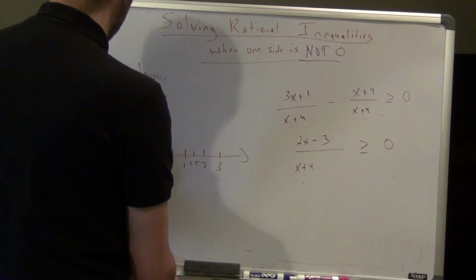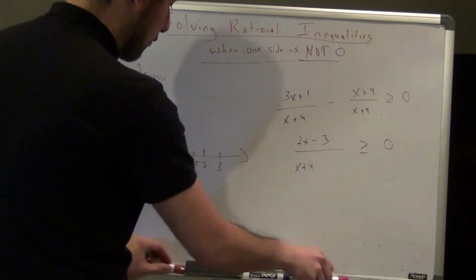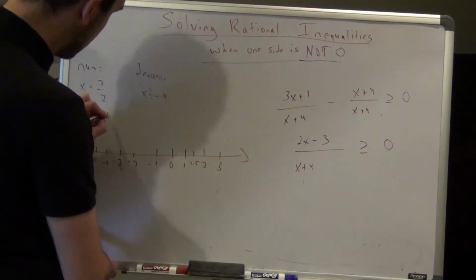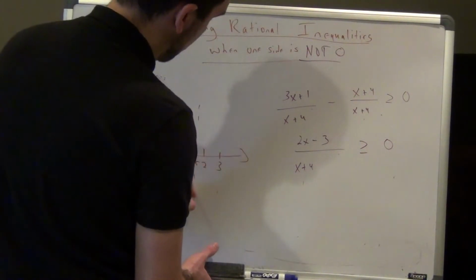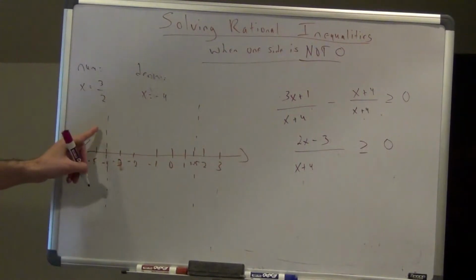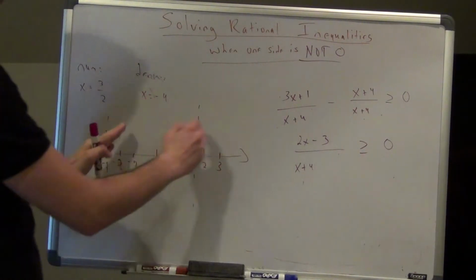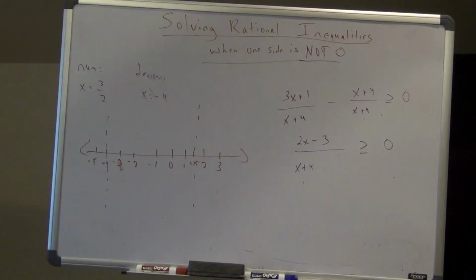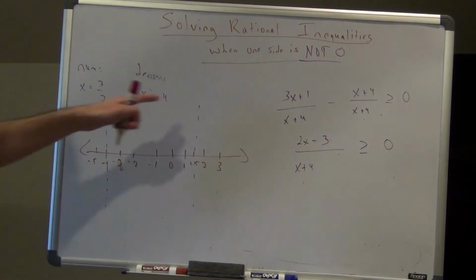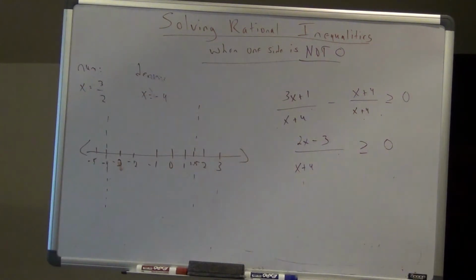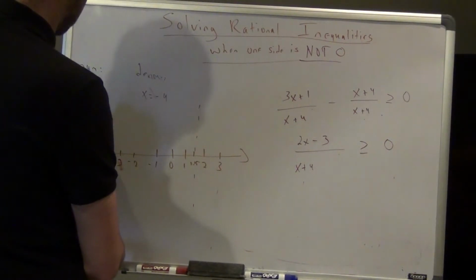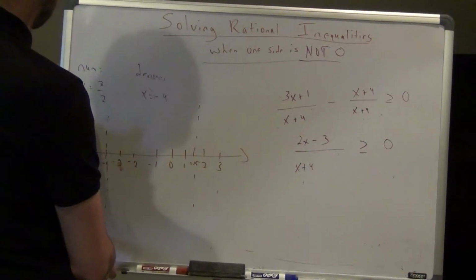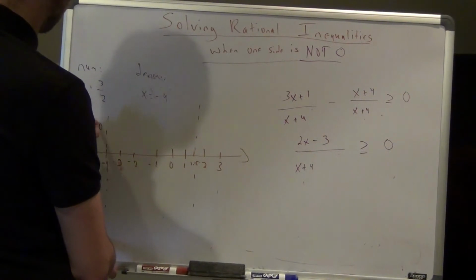negative 4, negative 5. Alright, so you're going to have three regions you're going to look at. So see, you have negative 4, which is not part of it, but it's where the denominator equals 0, and 1.5. Alright, so we have three regions we got to test. We got to test past negative 4, in between, and then past 1.5. Alright. So, if we plug in anything, it has to be greater than or equal to 0. So if I plug in negative 5, I'm going to get positive 13, which is greater than 0.